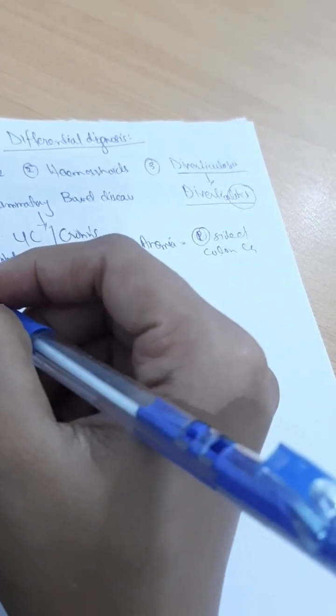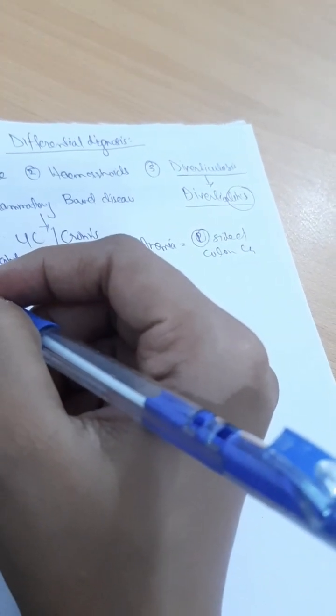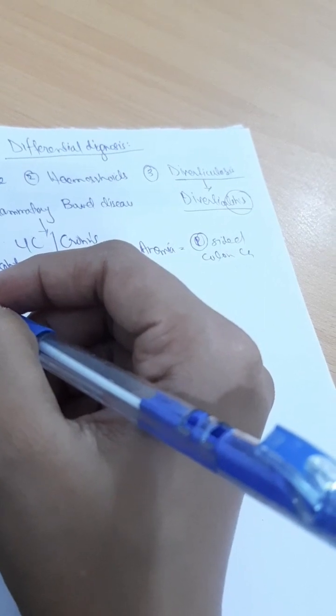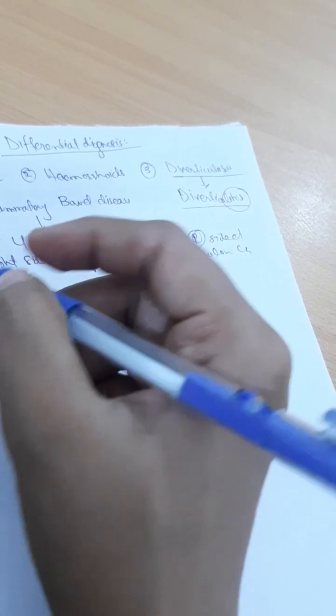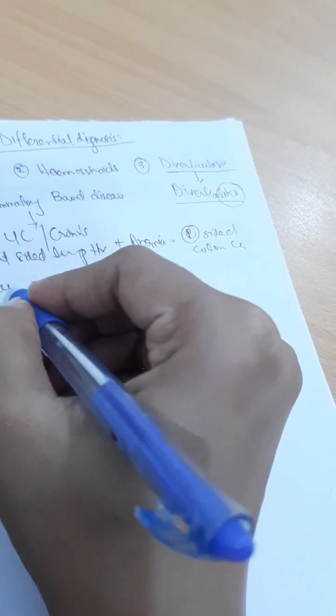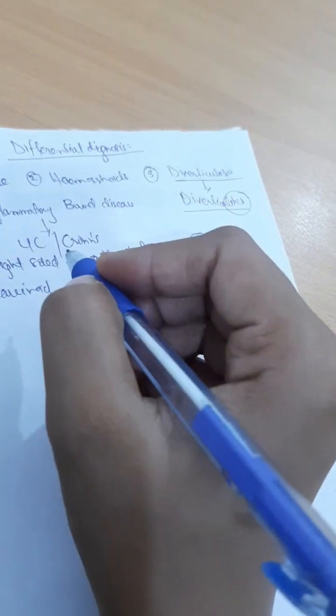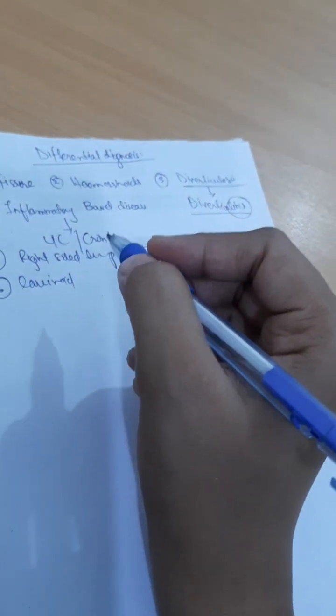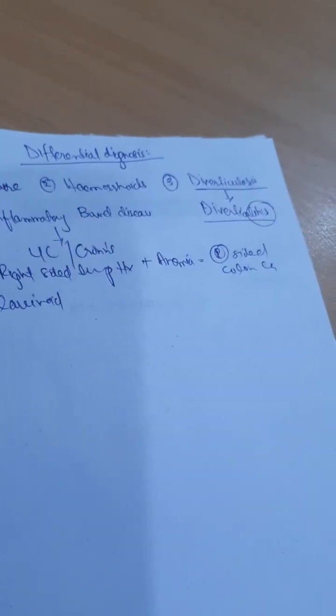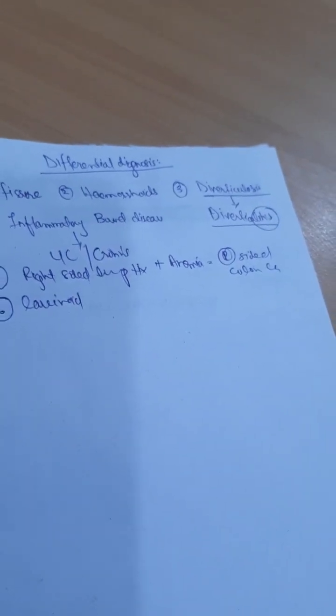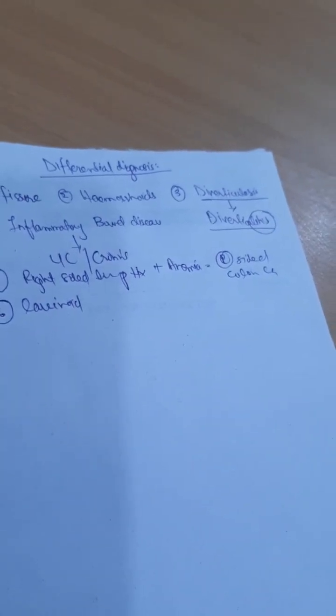The sixth differential would be carcinoid. With loose stools, does the patient have flushing of the face after ingestion of food? So it's very important.